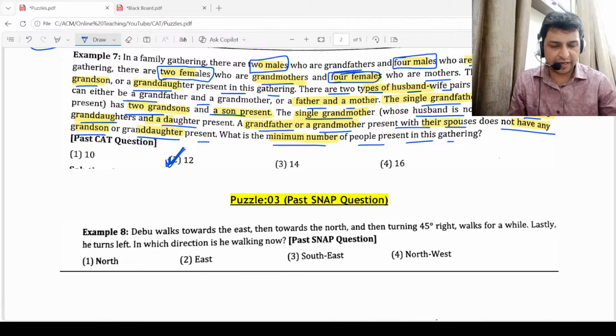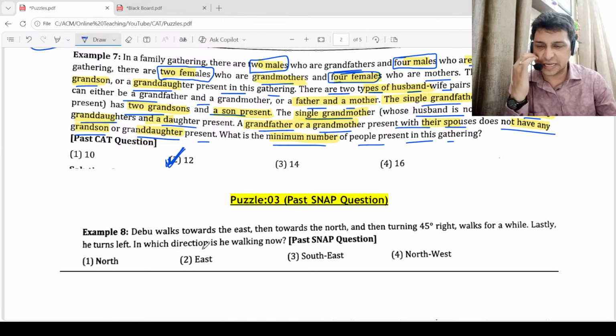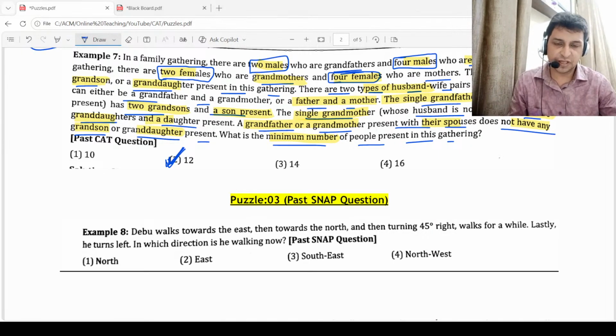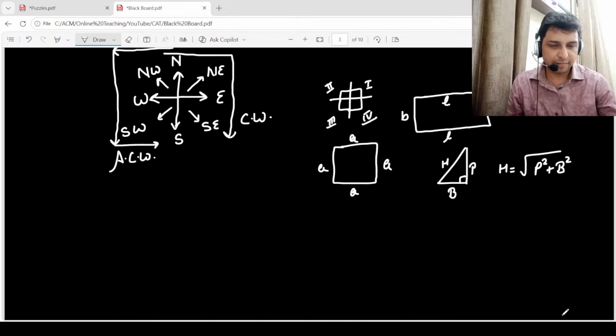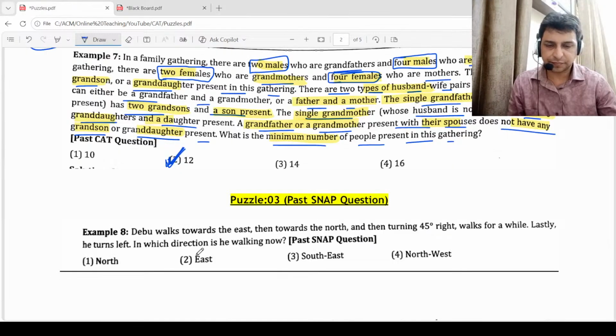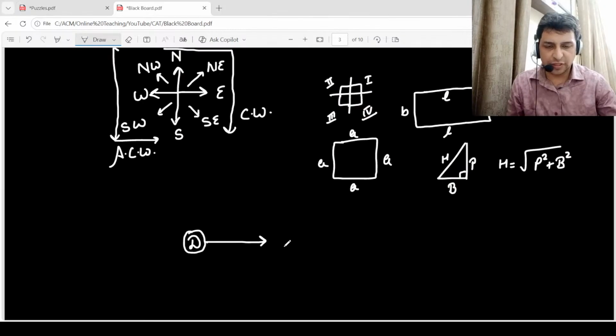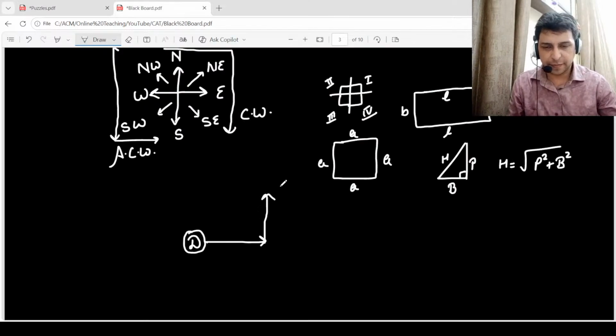Now from here, if we go ahead further, the question which we had in SNAP was a past SNAP question. Debu walks towards the east. Now let's make the movement, let's move Debu. So here is Debu. He moved towards direction east, then towards the north, and then 45 degrees right. So this is the 45 degrees you're going to have because this is the line going on.